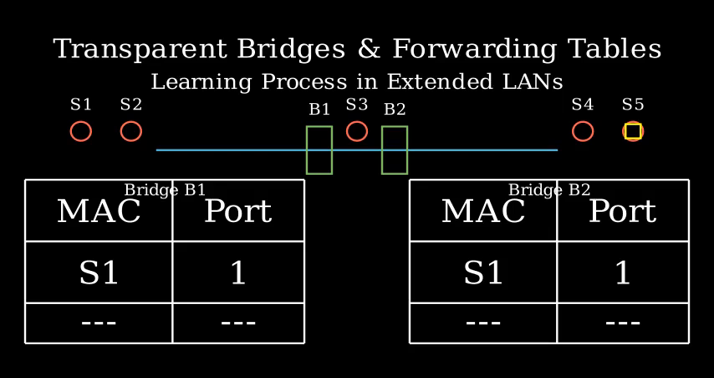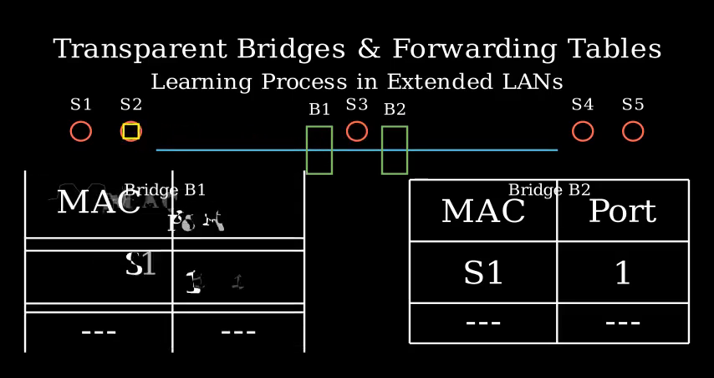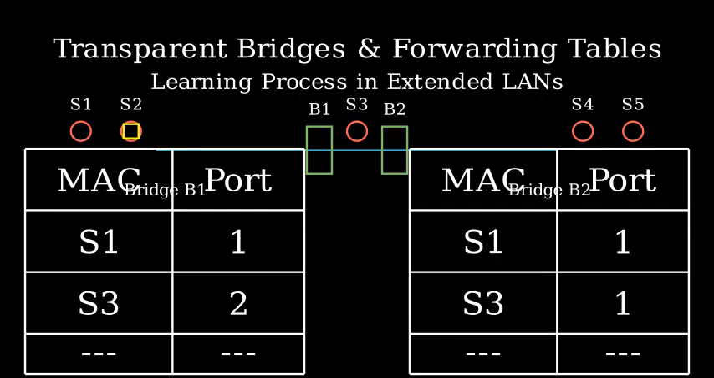Next, S3 sends a frame to S2. The bridges flood this frame as well since they don't know S2's location. Both bridges learn that S3 is connected to LAN 2.